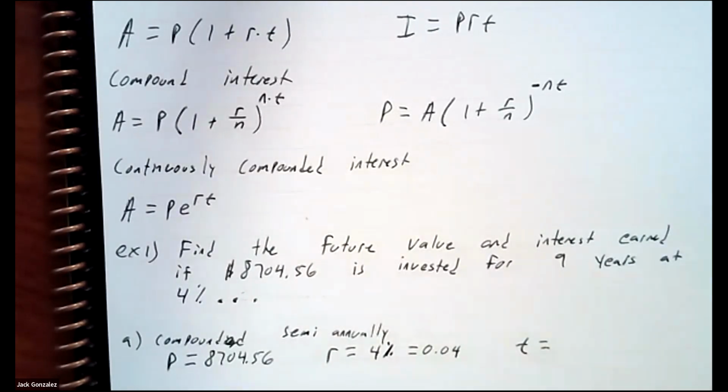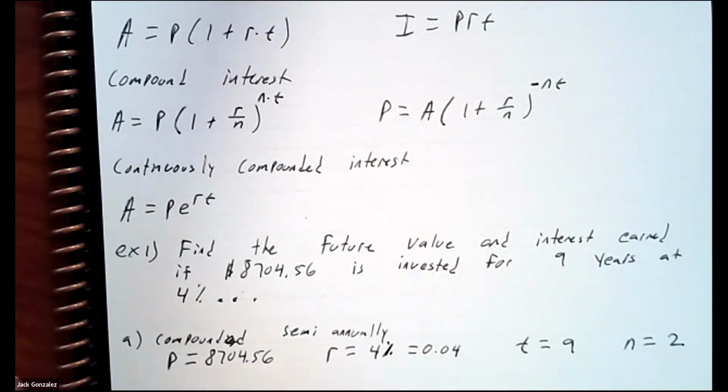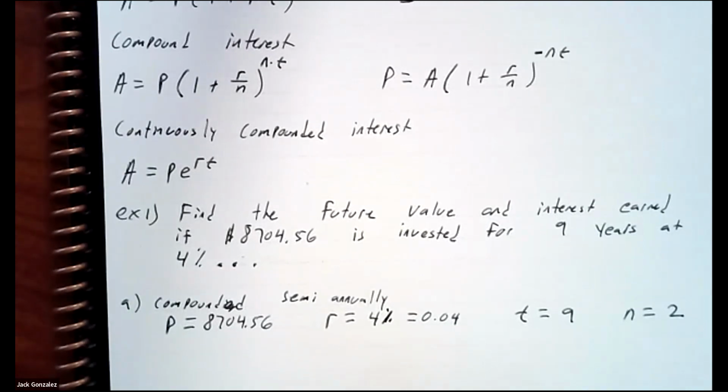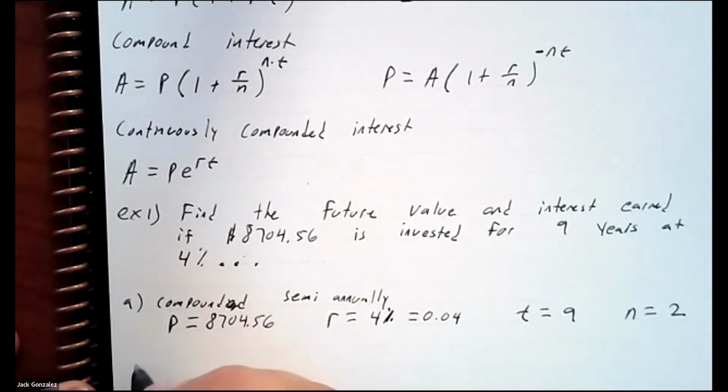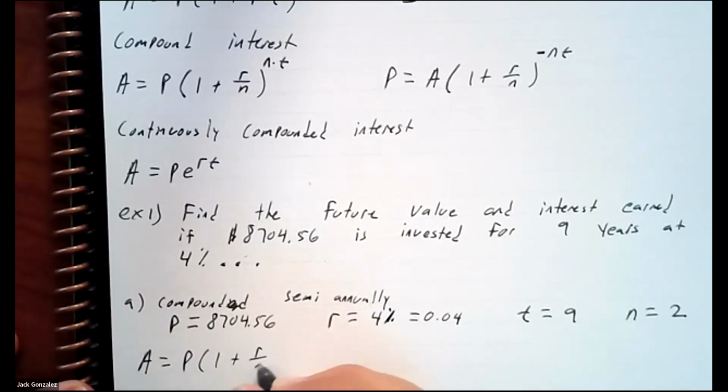How much time are we talking? N is the number of times compounded, and we all agreed twice a year. Is that everything? So now we can find out how much we'll have in the future, 9 years later. The future value would be P times 1 plus R over N, to the NT.